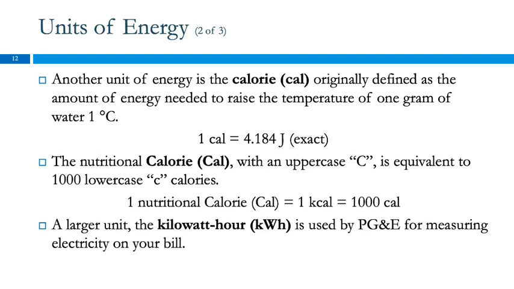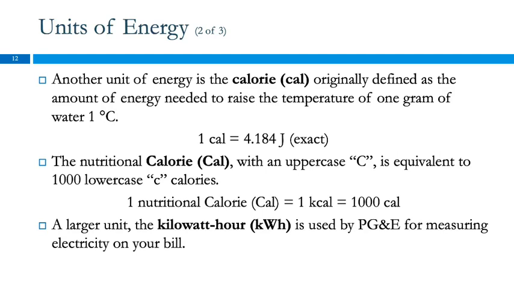So 1 gram of water and the temperature's going up 1 degree, that amount of energy is called a calorie. So a calorie is a little bit bigger than a joule. A calorie is 4.184 joules, and this is an exact relationship. You don't need to memorize that.